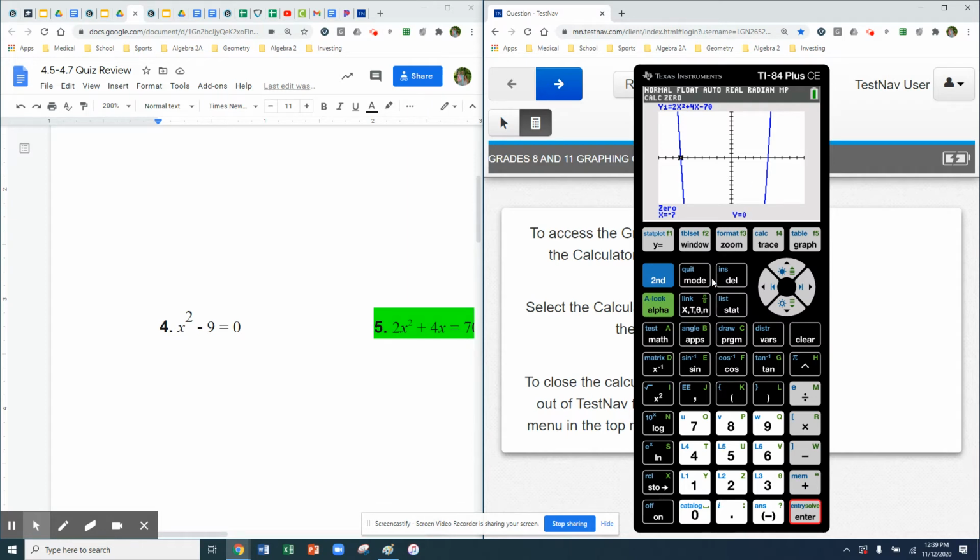All right, we'll do the second calc one more time. So we'll go second calc 0. And our blinky thing is over here. We want to go across the vertex.